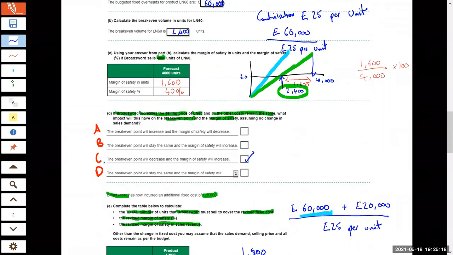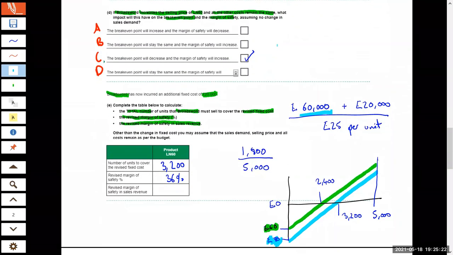So we're assuming no change in sales demand. That is part of the question. We're assuming sales demand, selling price, and all other costs remain as the budget. So we're going back to the budgeted figures. They're changing costs around.